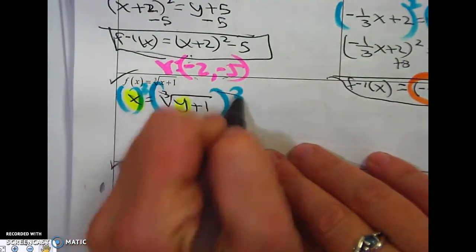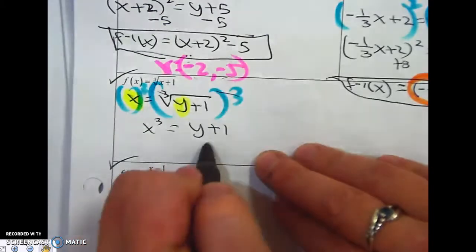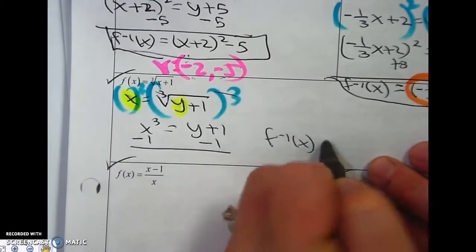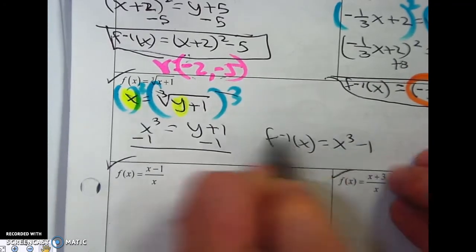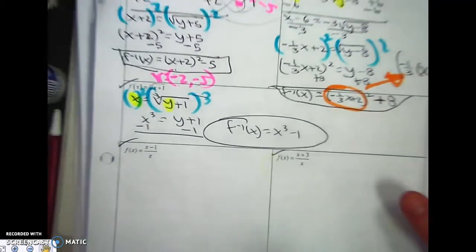And when I do that, that's eliminated. Y plus 1 equals x cubed. Subtract 1. Now it's f inverse of x equals x cubed minus 1. Now I'm going to fake graph it, of course.